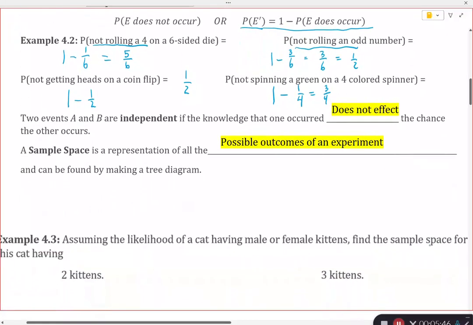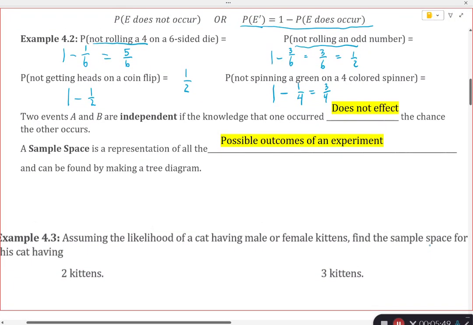We need to get into a little bit more definitions here. It says 2 events, A and B, are independent if the knowledge that one occurred does not affect the chance the other occurs. We'll see some examples in a little bit. I'm just going to leave it as the definition for right now. Basically, the probability of one outcome does not affect the probability of the other outcome.